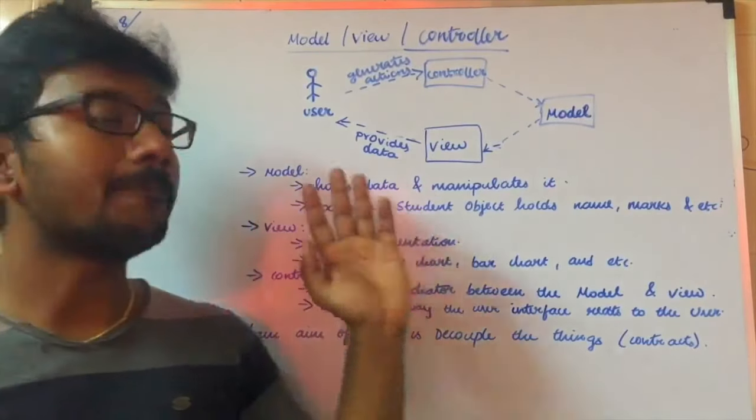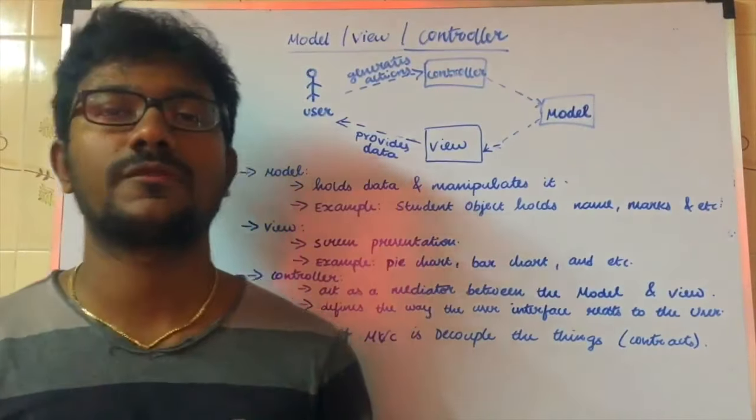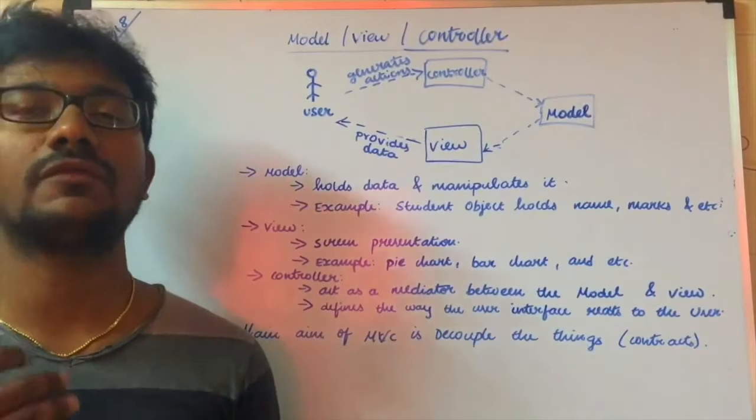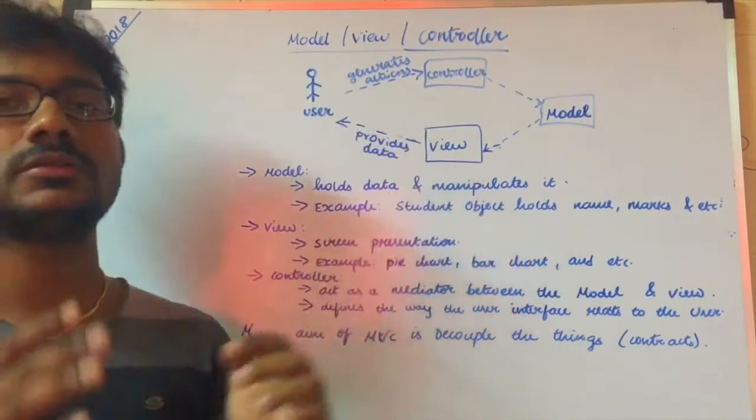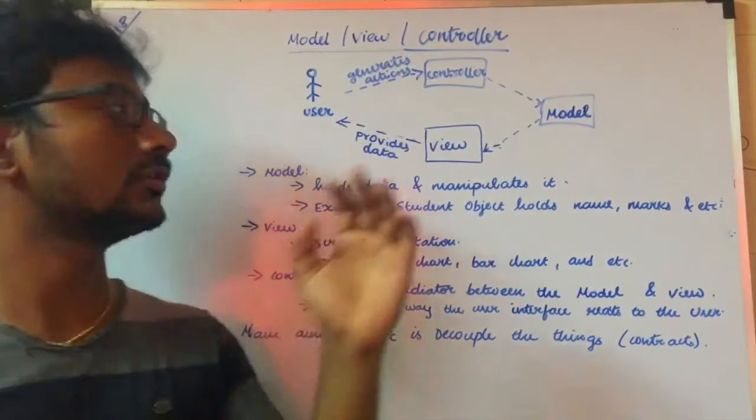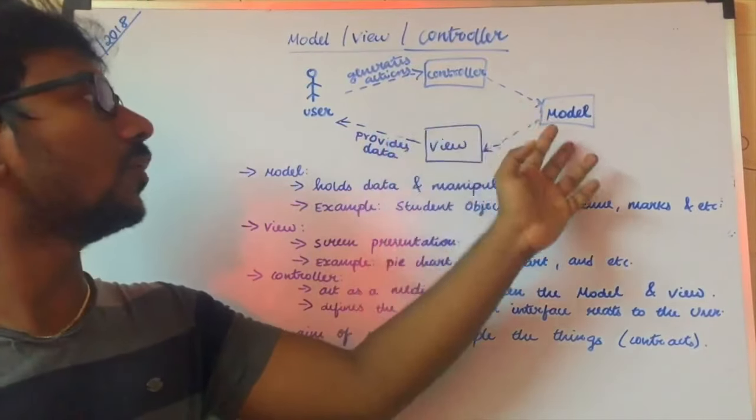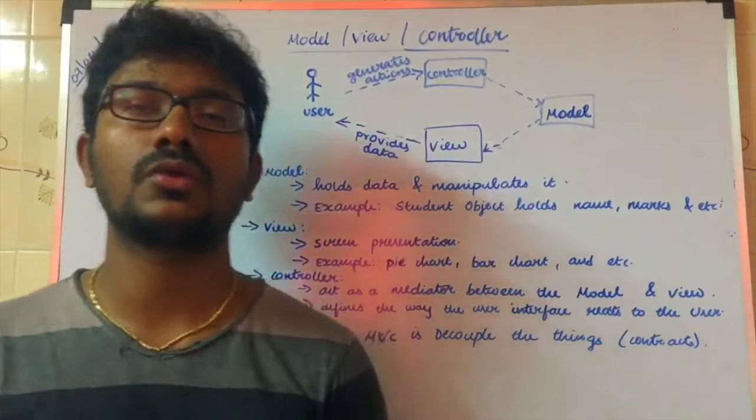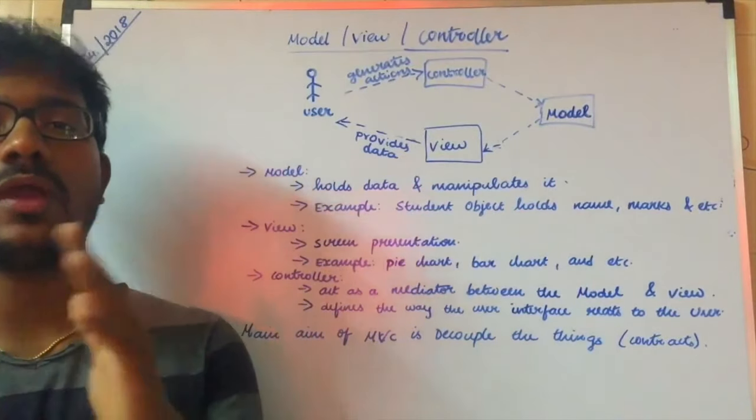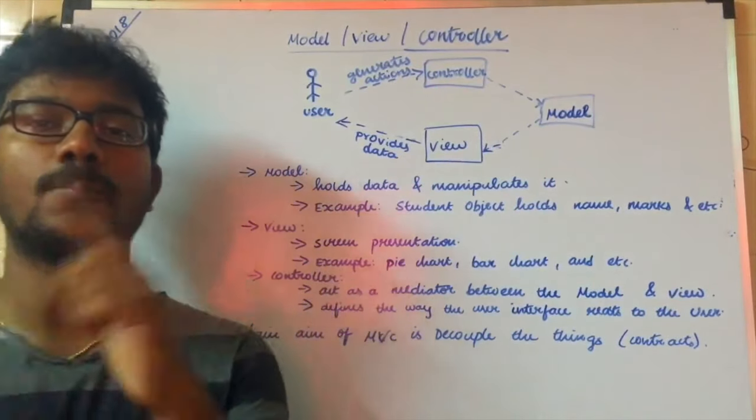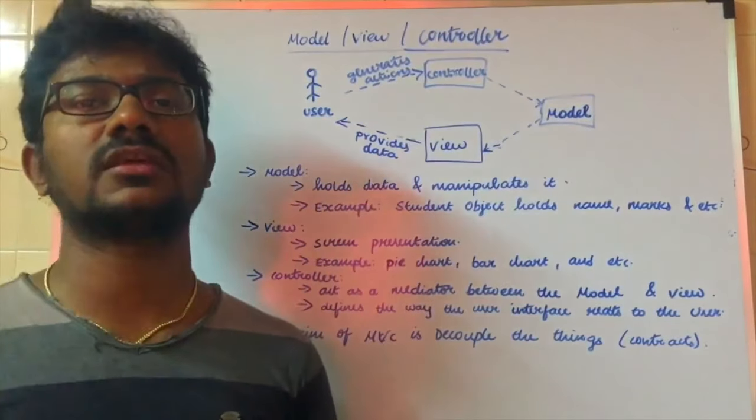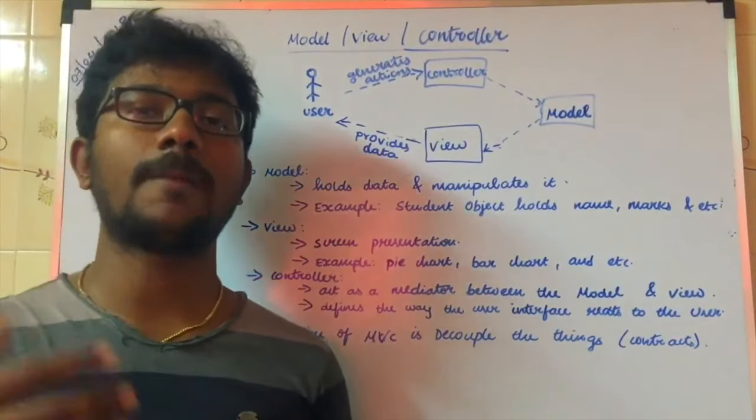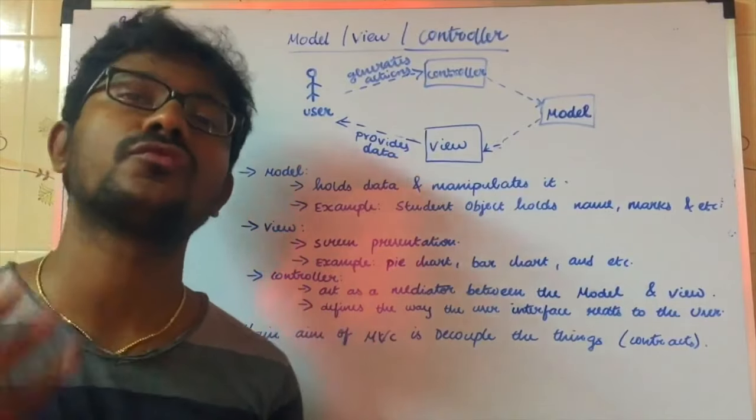It also manipulates the data. For example, suppose I'm trying to change the phone number. I give that request via the view layer. The view layer captures the data and it is sent to the model via the controller. So the controller acts as a mediator between view and model. Then the model gets that request and updates the existing phone number with the new phone number.